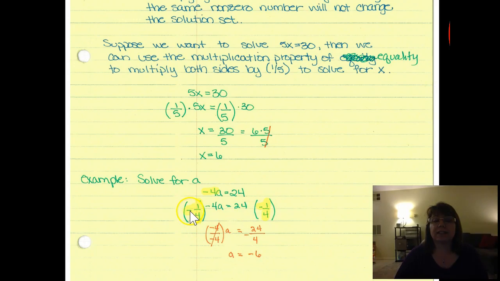By doing that, we get negative 1 times negative 4a, which is negative 4 over 4 times a, and that just becomes a 1. 24 times negative 1 is negative 24, and 1 times 4 is 4. Now negative 24 over 4 reduces down to negative 6, so a equals negative 6.